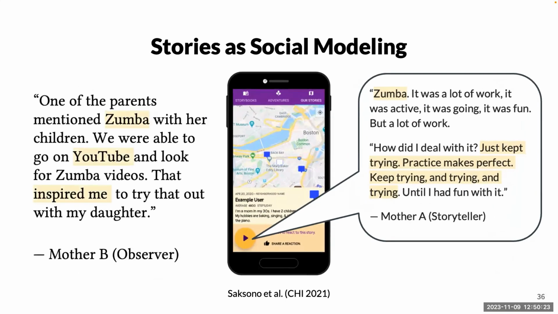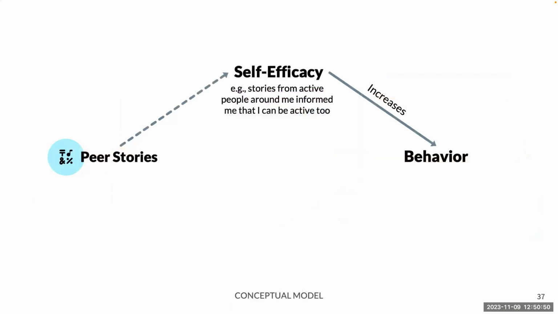This is what another mother said after listening to the story. After she listened to that story about Zumba, she went to YouTube to watch Zumba videos together with her daughter. And this shows that just by listening to how other people tried and were successful in being active as a family, the listener modeled her behavior based on what she listened to. And again, informed by social cognitive theory, I theorized that peer stories can enhance self-efficacy. Community stories can enhance self-efficacy. And self-efficacy is the belief in whether you can do the behavior like physical activity.